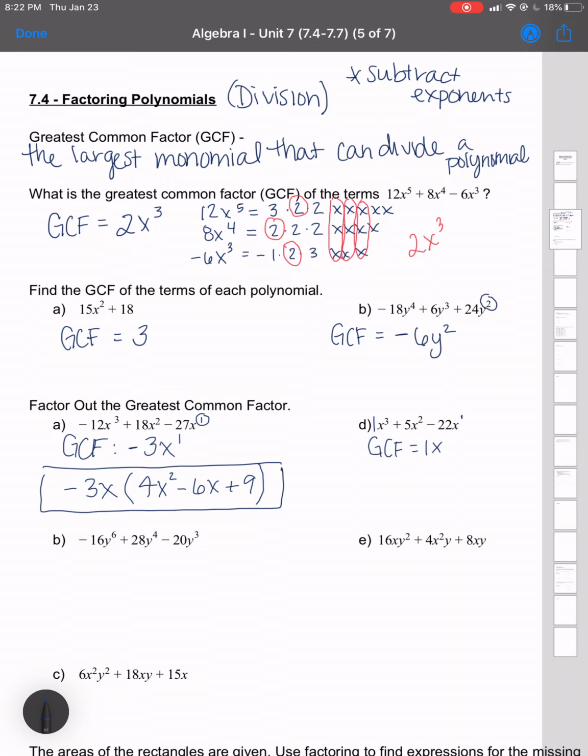And then divide it out. So 1x is going to go out front. 1x cubed divided by 1x, 3 minus the 1 is x squared. Plus 5. x squared divided by x to the first is just x, because 2 minus 1 is 1. Minus 22, and our x's are all gone.